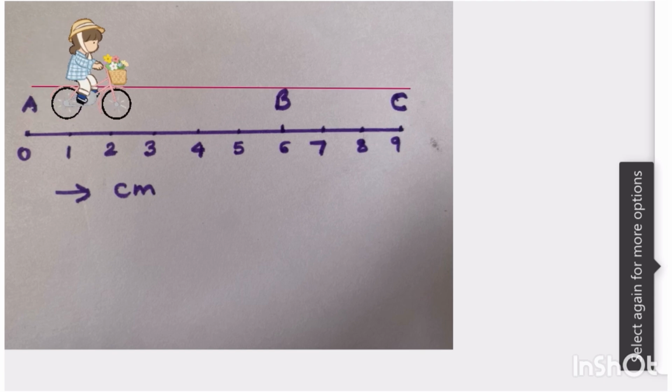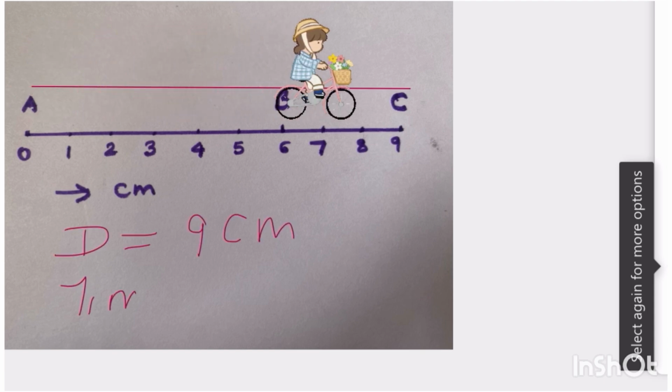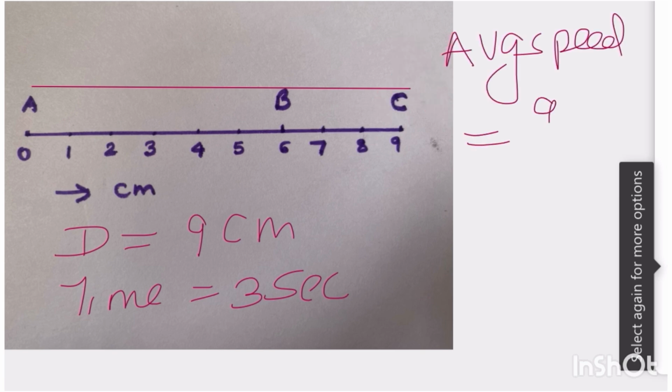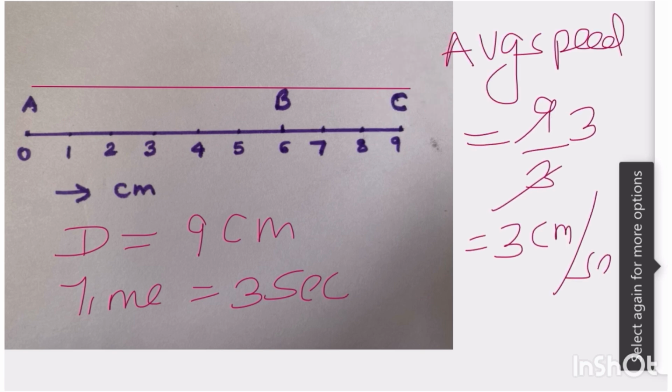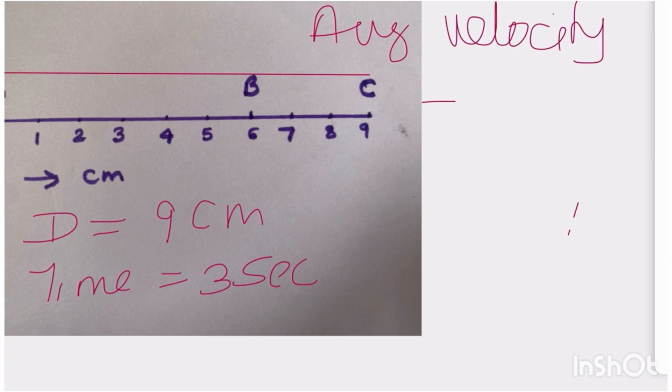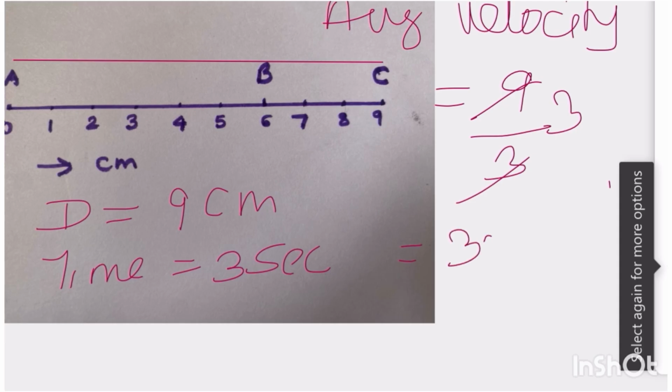Let an object move from A to C in 3 seconds. In 3 seconds, the distance covered by the object is 9 centimeter. Therefore, average speed is 9 divided by 3, which is 3 centimeter per second. In 3 seconds, displacement is also 9 centimeter. Therefore, average velocity is 9 divided by 3, which is 3 centimeter per second. So, when an object is moving in a straight line without changing direction, average speed and average velocity are both equal.